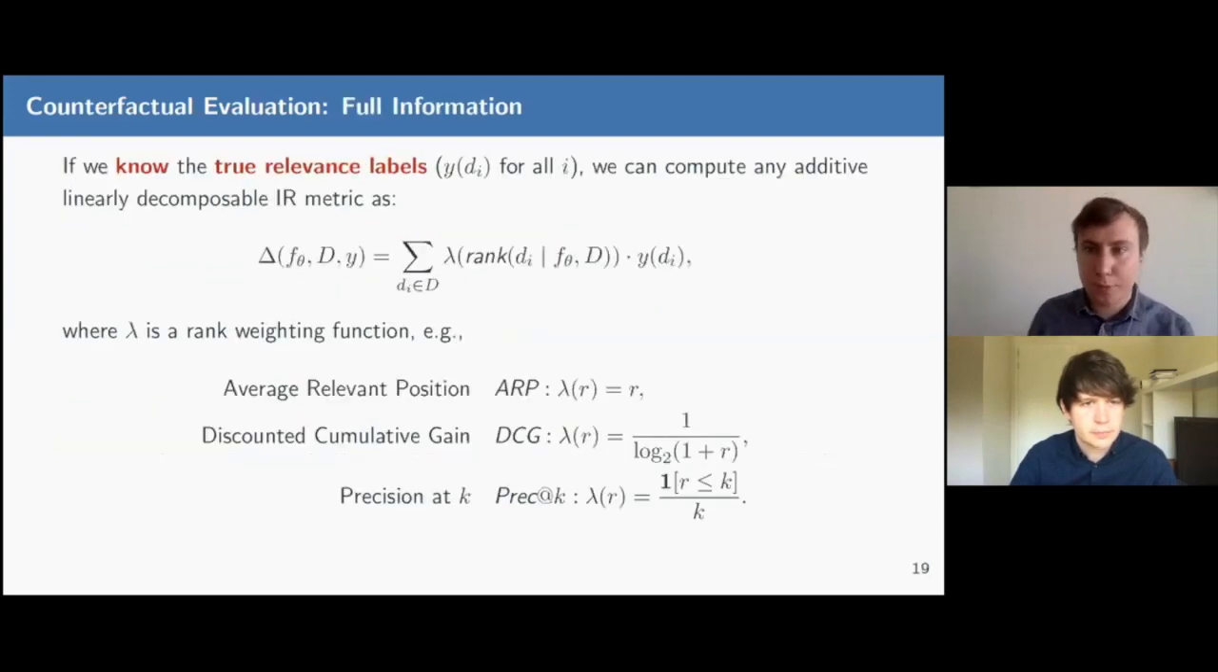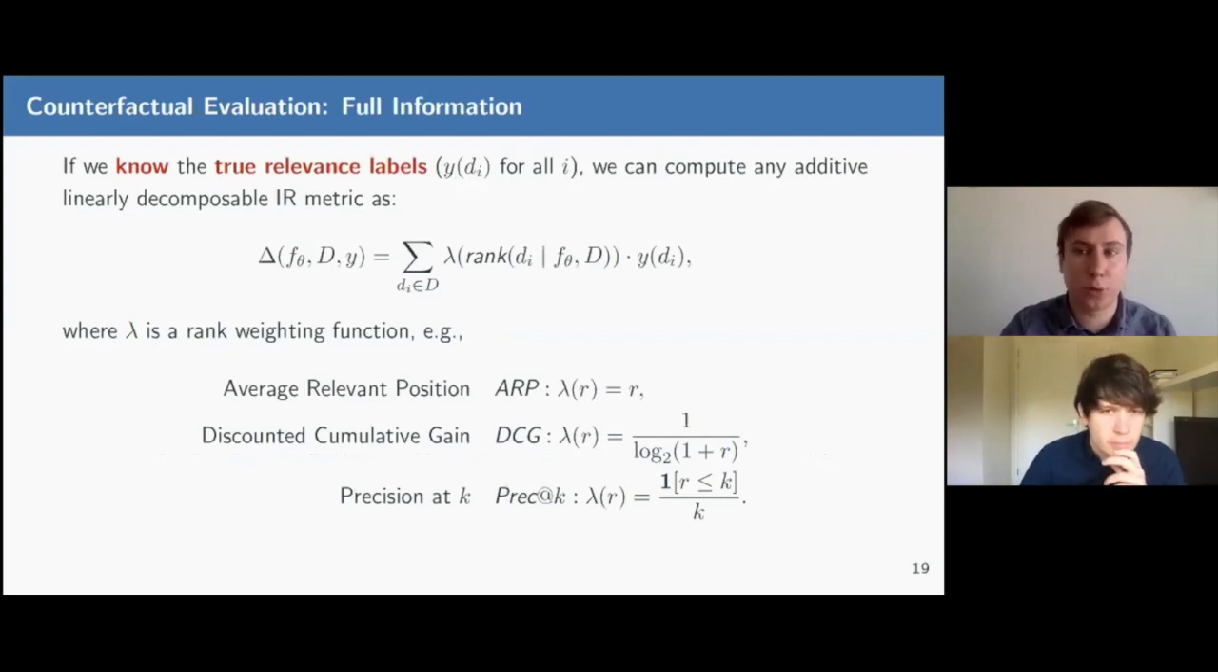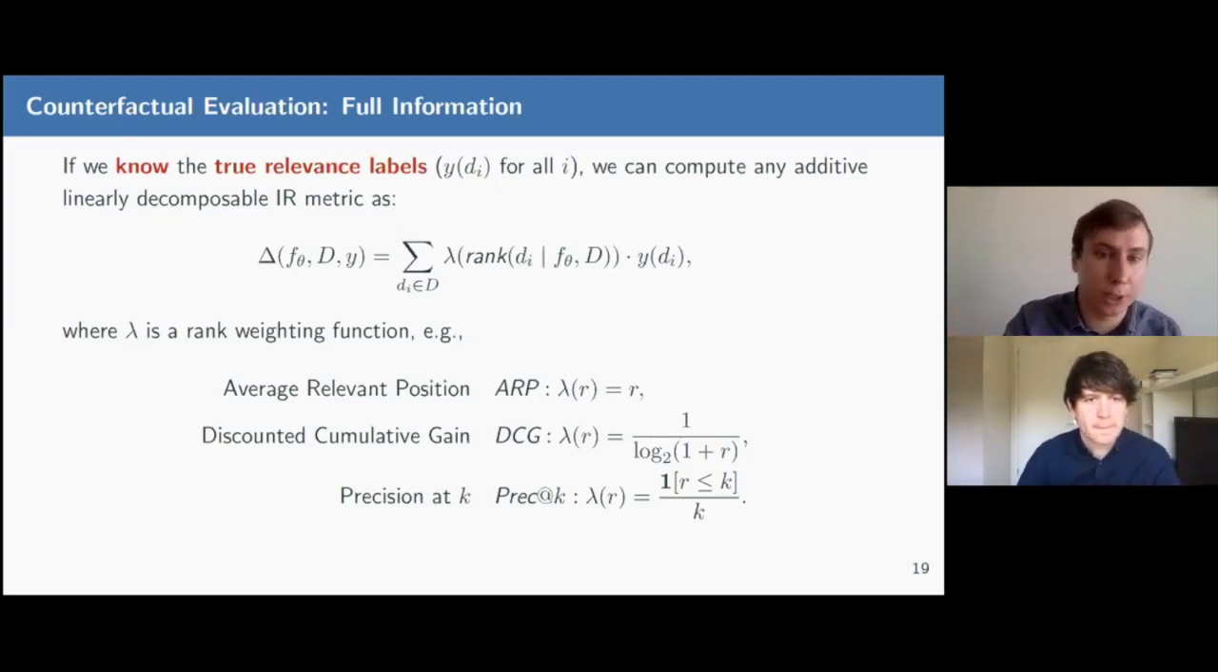All right, so before we go into that whole counterfactual evaluation and how we solve that, we're first going to talk a little bit about just regular evaluation of rankers, specifically something we call full information. And this is if we would know the true relevance labels of documents. So what we have here is this y(d_i), which stands for the relevance of a document d_i, and we know this for all i. We're going to just assume that for now we know this. And this is the typical case when you have annotated data sets. You know exactly how relevant each document is.